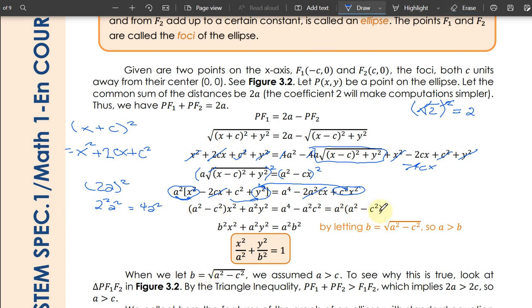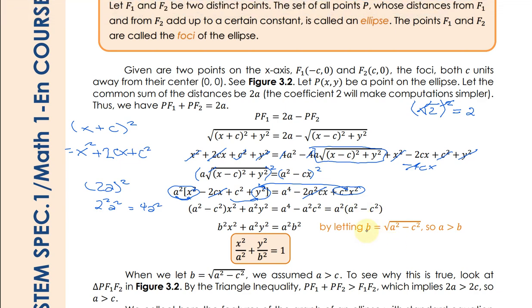Since that is a common term, we are going to let that term be equal to letter b, a variable. So let b equal the square root of a squared minus c squared, or that is equal to b squared equals a squared minus c squared. You take the square of this, so that is the result. So we can denote this one by b. So from here we have a squared b squared, then from here, b squared times x squared.